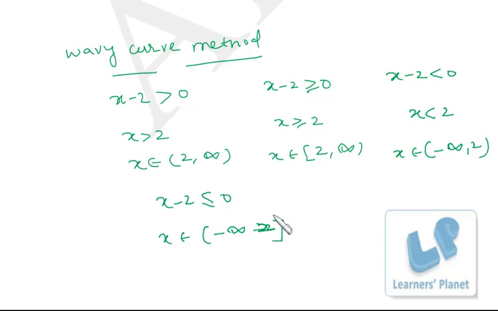But suppose we have two expressions. Suppose we have (x minus 2)(x minus 3) greater than 0. In these sorts of cases, there may be 2 expressions, 3 expressions, maybe 4, 5, any number, and some of them are getting multiplied, some of them are in the denominator, and so on. So we use the wavy curve method to find the solution set for x. Let's discuss this concept in detail.